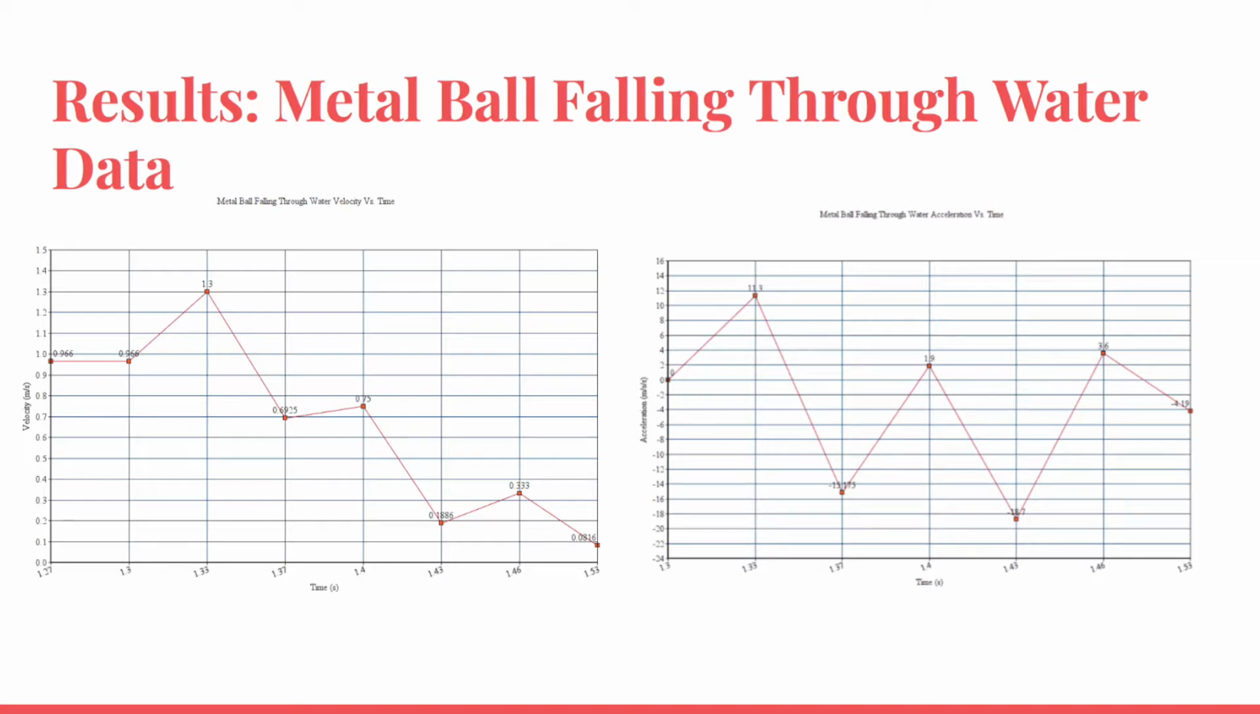The data displayed here was collected using the Tracker program on our video of the metal ball falling through water. For simplicity's sake, the velocity downward is regarded as positive, while any acceleration that would lower the ball's velocity from point to point is shown as negative. It is clear from the velocity versus time graph on the left that the ball slows as it falls through water, and this is confirmed by the acceleration graph on the right, which shows that the ball was decelerating for the most part.